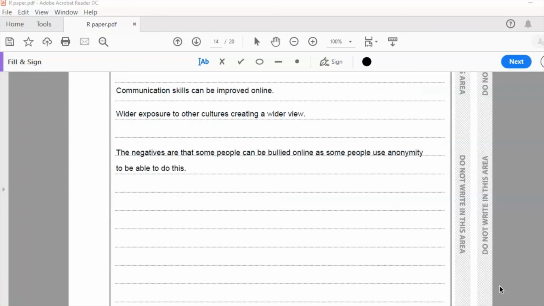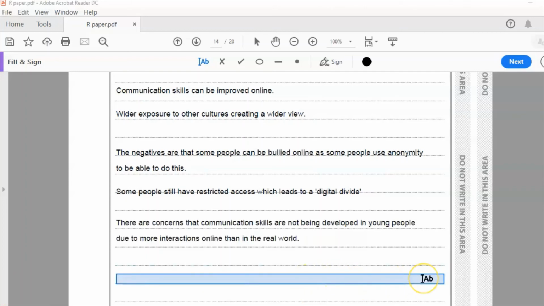So perhaps looking at some of the anonymous nature of online interactions can lead to some people being bullied. Some people hide behind anonymity to spread particularly hate messages or bully others online. And you've also got the fact that some people still have quite restricted access in certain countries, and that's leading to a digital divide.